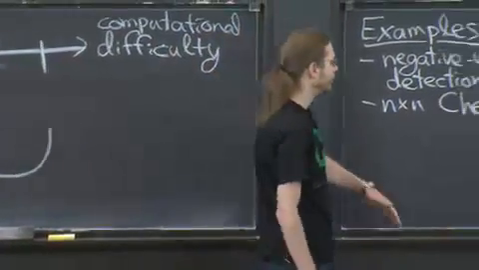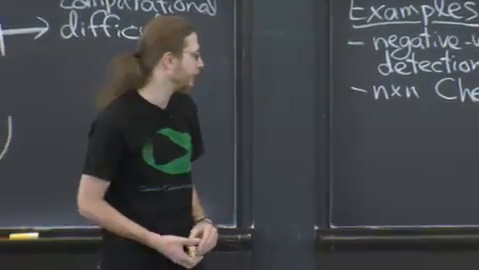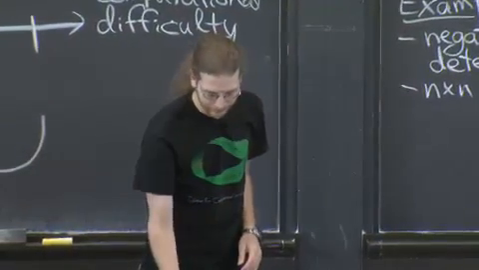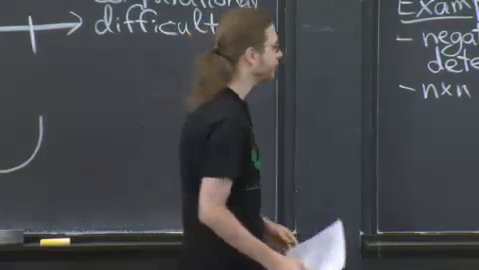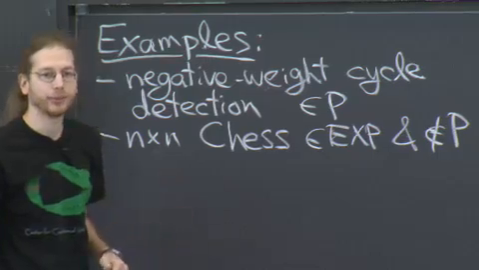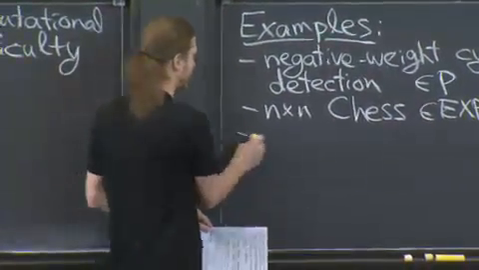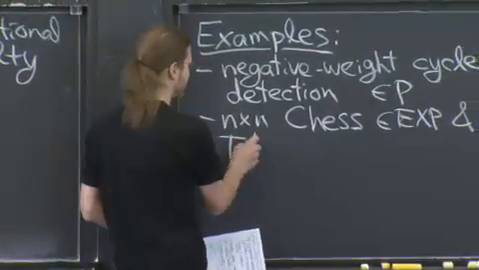Go is also in X, but not in P. Lots of games are in this category. Lots of complicated games, let's say. And so this is a first example of a problem that we know we cannot solve in polynomial time. Bad news.